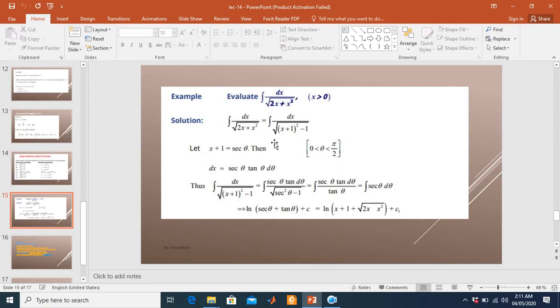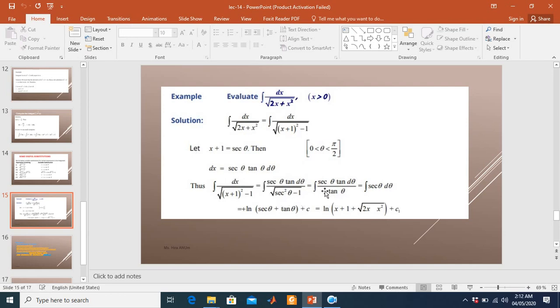Now we have another example. Integral dx over radical 2x plus x square. So you can set x plus 1 equals secant theta, then dx equals secant theta tan theta d theta, which is the derivative of this function. Putting the value of x plus 1 and dx, it becomes integral secant theta tan theta over radical secant square theta minus 1, which equals tan theta.